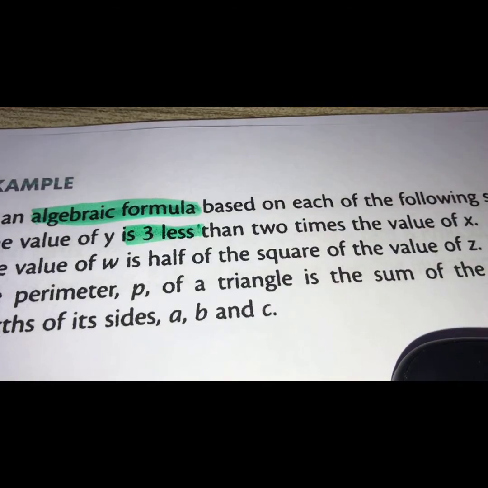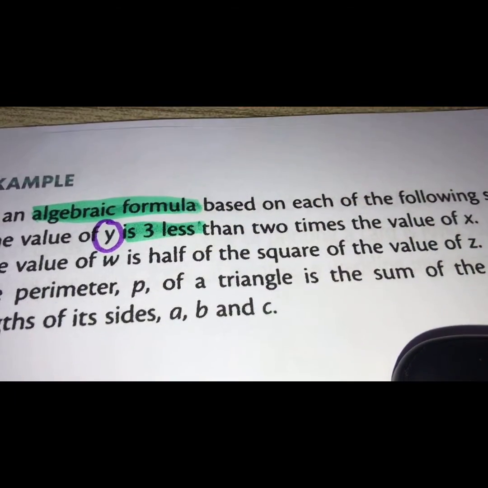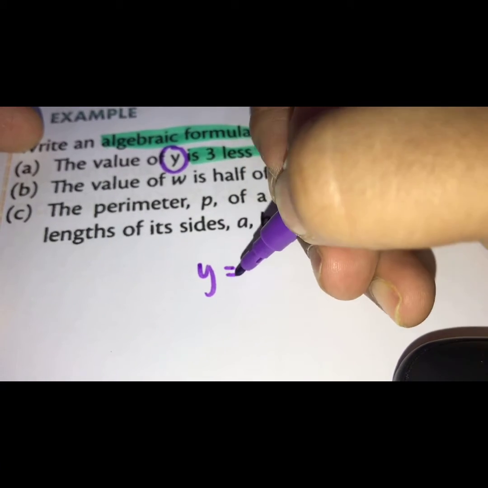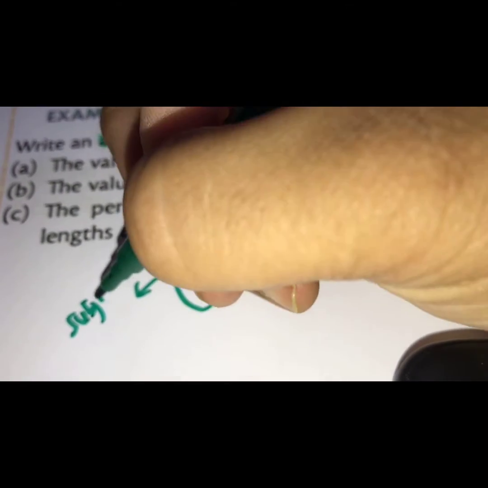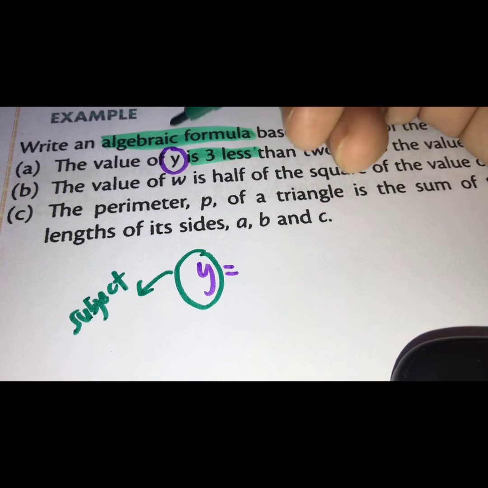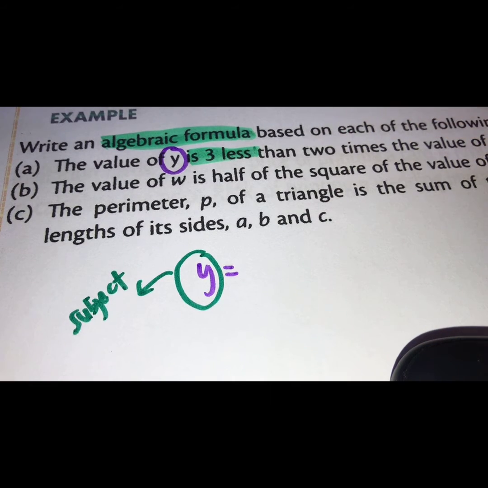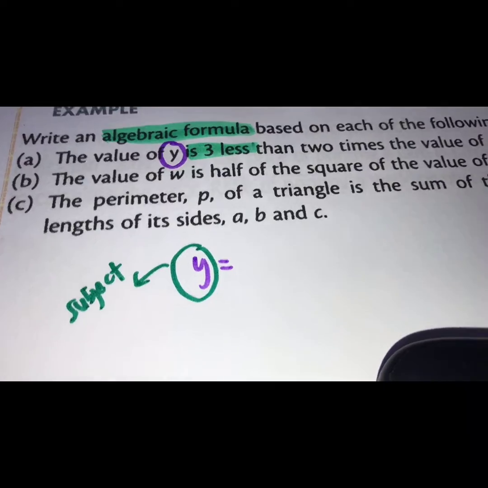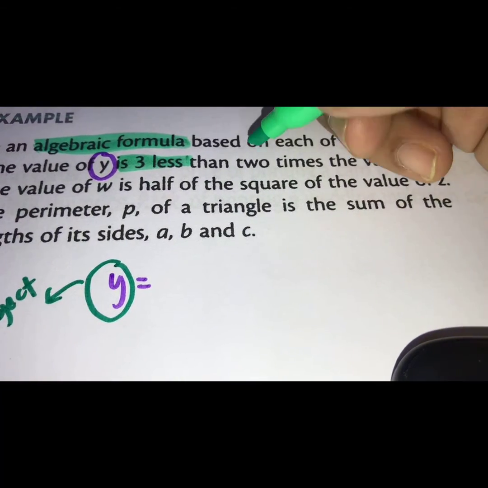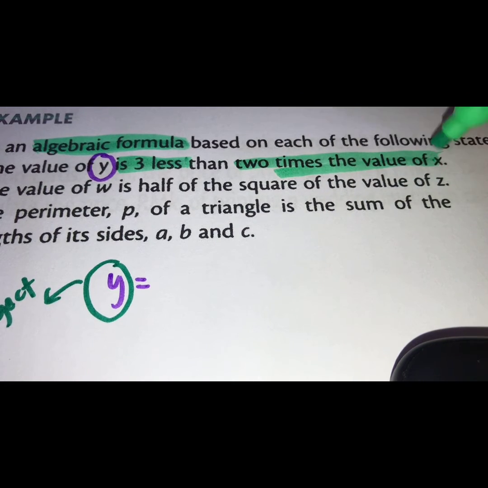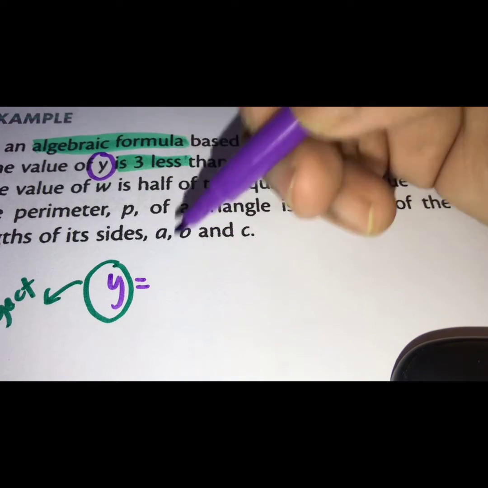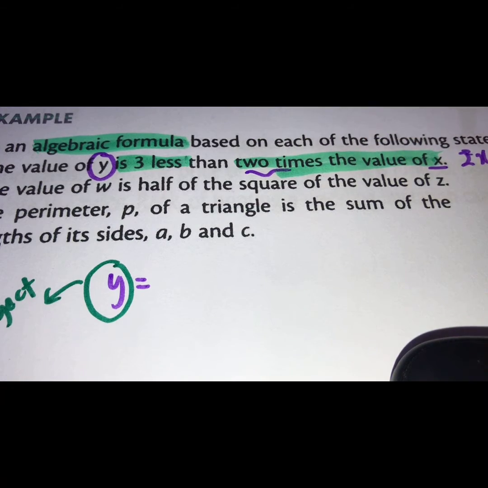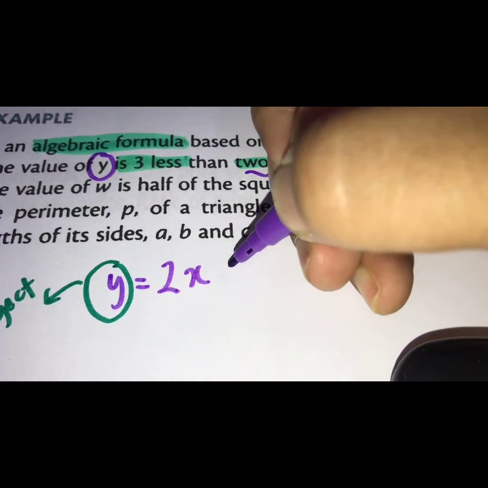Why do you call this the subject? Because when you write y equal to something, automatically we call this the subject of the formula. So y, the value of y, equal to 3 less than 2 times the value of x. 2 times the value of x, 2 times x equal to 2x. So the value of y equal to 3 less than 2 times the value of x. That means 2x minus 3.